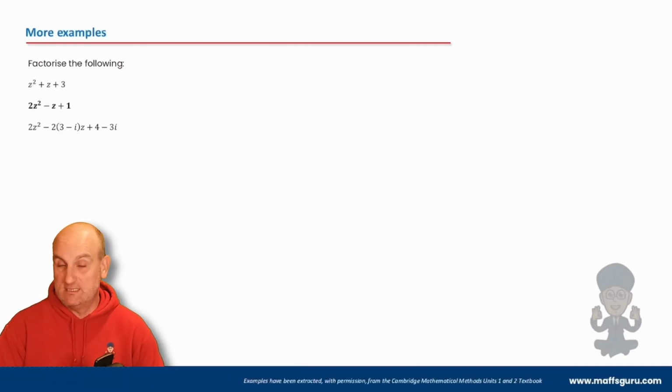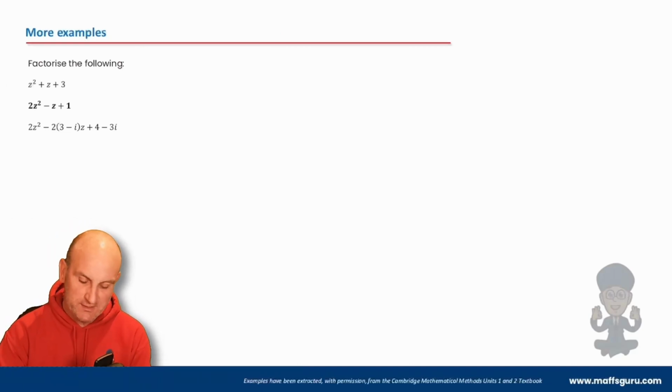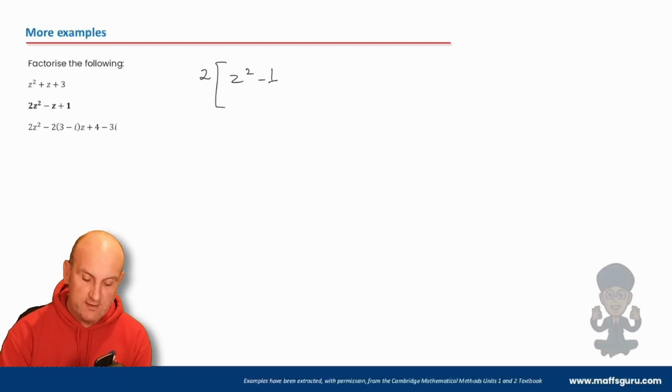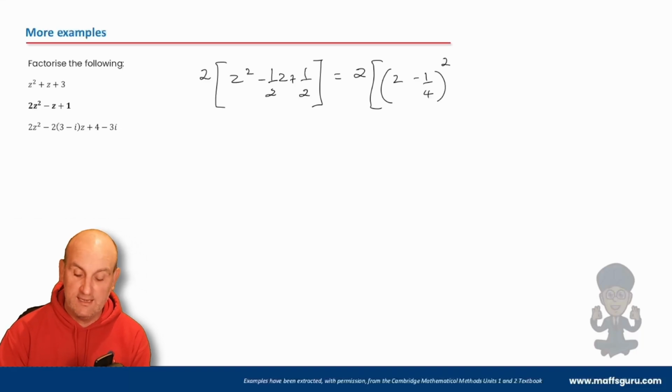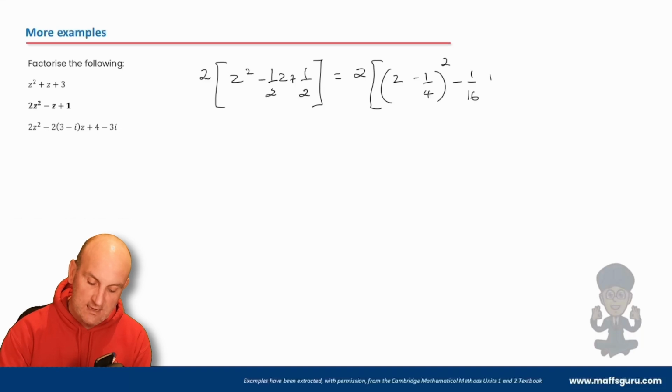Okay, moving on to this example. Can I still complete the square? I should, but I'm just going to take 2 outside a set of brackets, which is going to give me 2 lots of (z squared minus a half of z plus a half). That's going to give me 2 lots of, right, (z minus a quarter) all squared. Let's make that a bigger bracket, (z minus a quarter). Minus a quarter squared is 1 on 16. I need to take away that 1 on 16 and add on my half that I already had there.